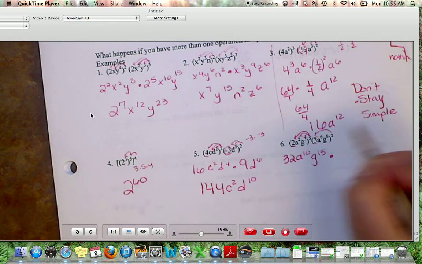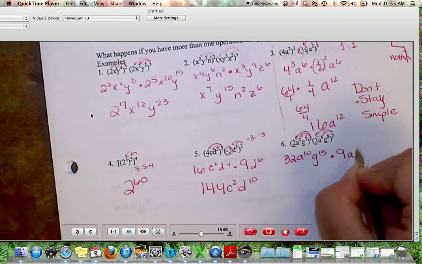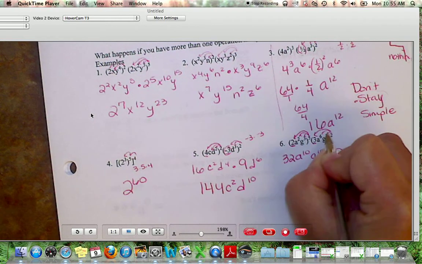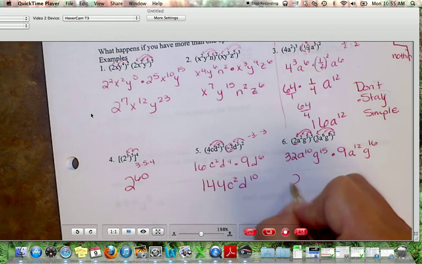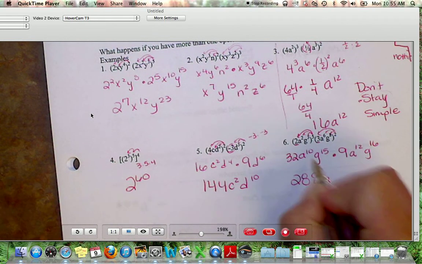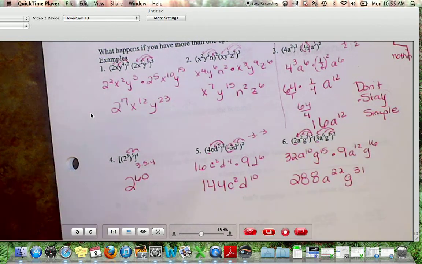Here we've got 3 to the 2nd power, that's easy, that's 9. And then A to the 12th, and G to the 16th. So distribute that exponent by multiplying, and now we've got two coefficients that don't have any exponents. 32 times 9 is 288, A to the 22nd, G to the 31st. So that's multiplying monomials with multiple steps, okay?